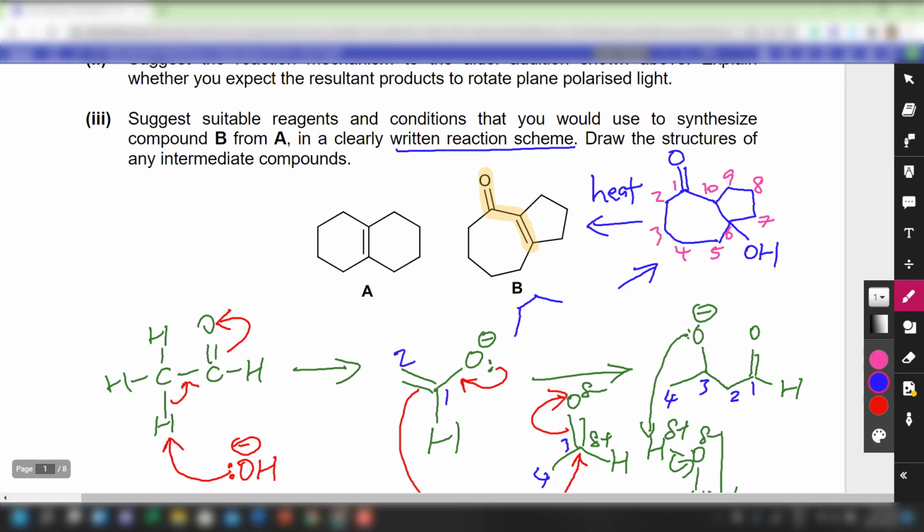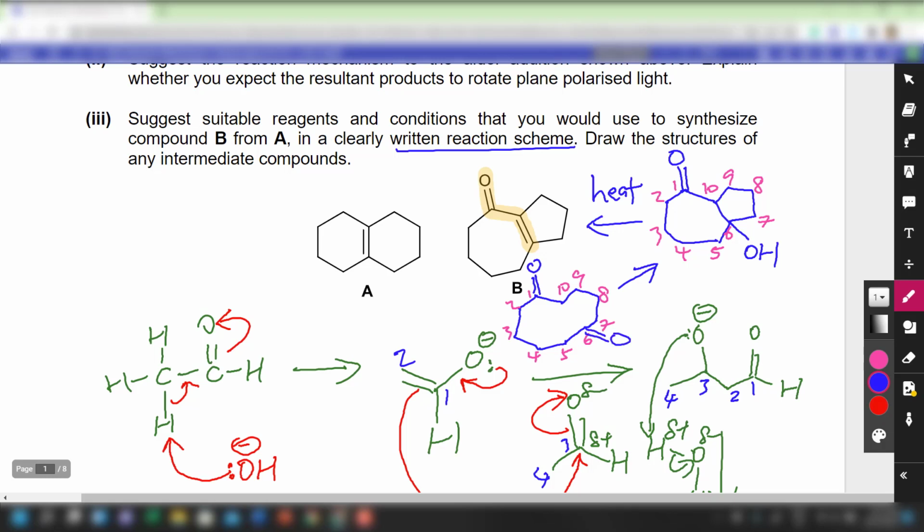Okay, let me see, 3, 4, 5, 6, and then after that 9, 8, 7. Okay, so this doesn't look so nice. So I'm just going to number it 1, 2, 3, 4, 5, 6, 7, 8, 9, 10. Okay, so I'm going to draw out the double bond O. So this is the double bond oxygen, and then carbon number 6 will be another double bond oxygen.